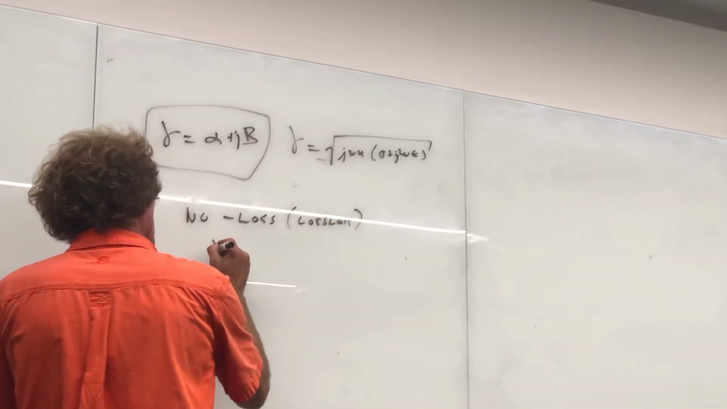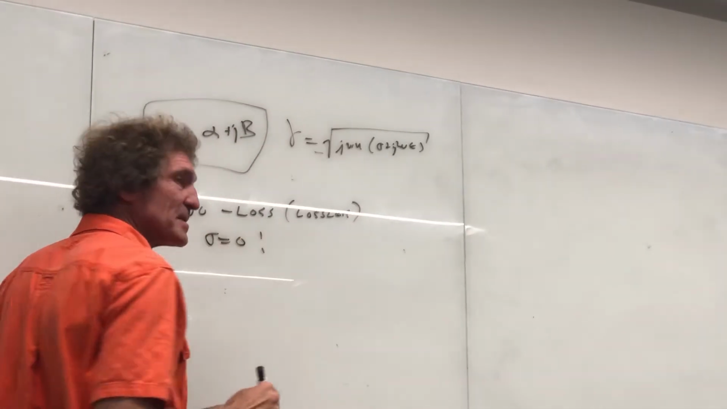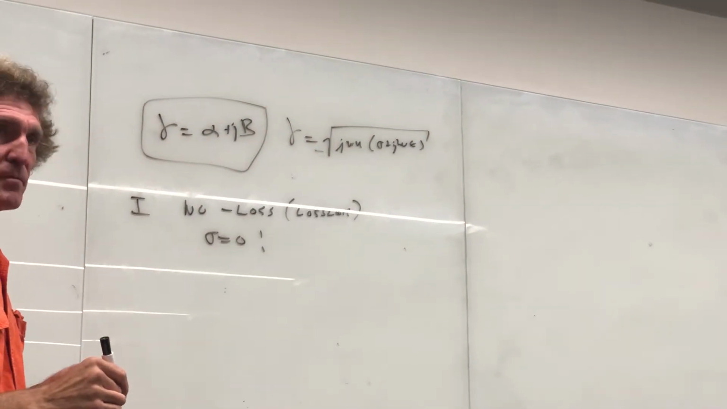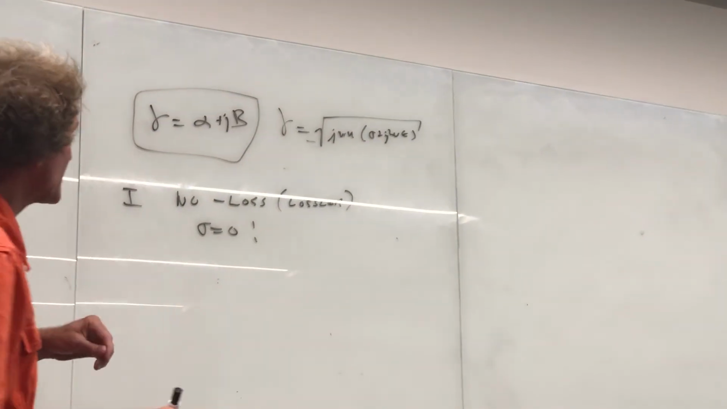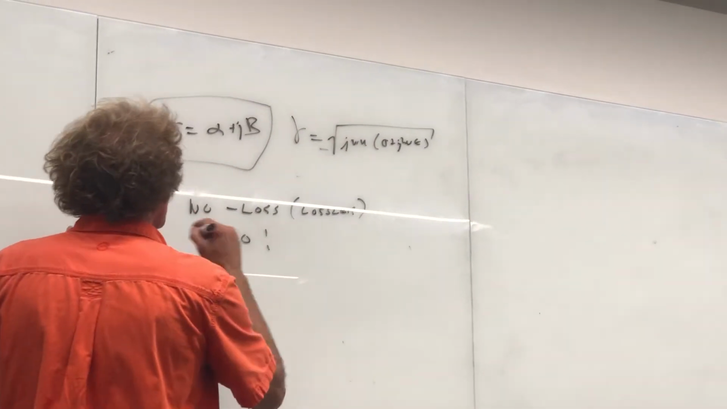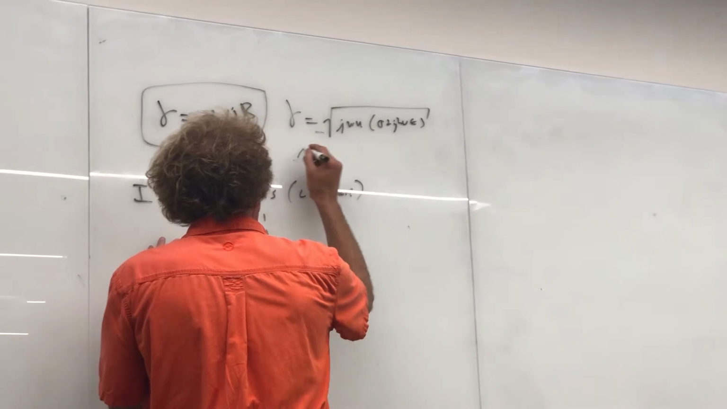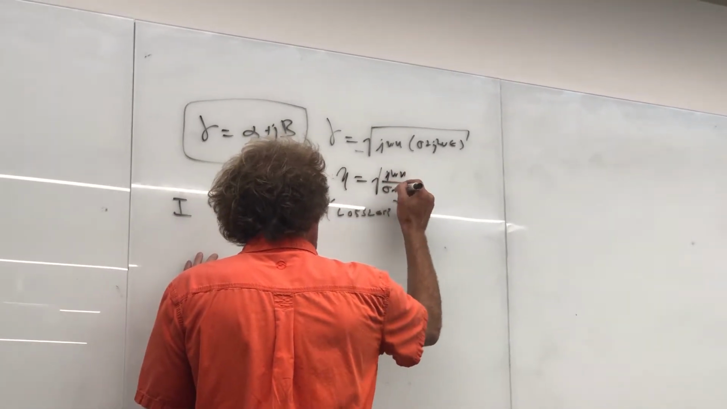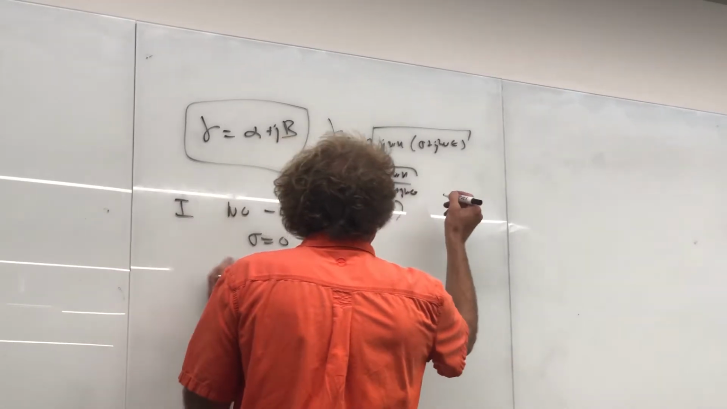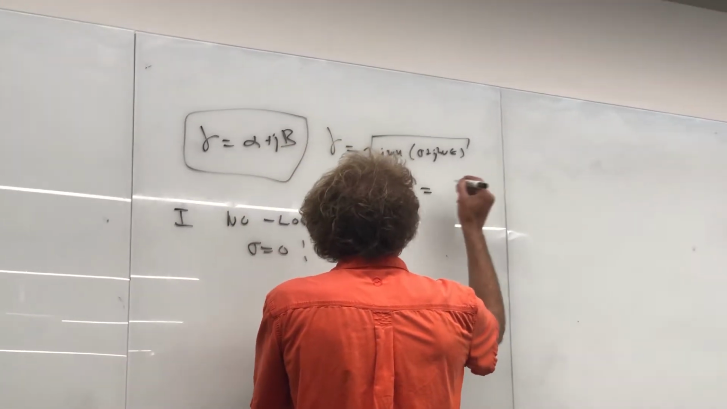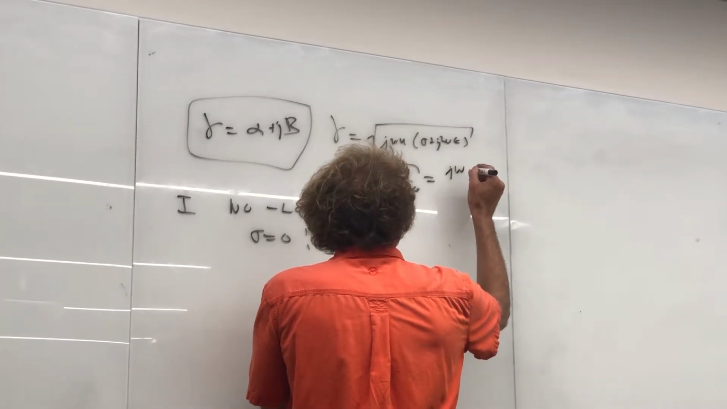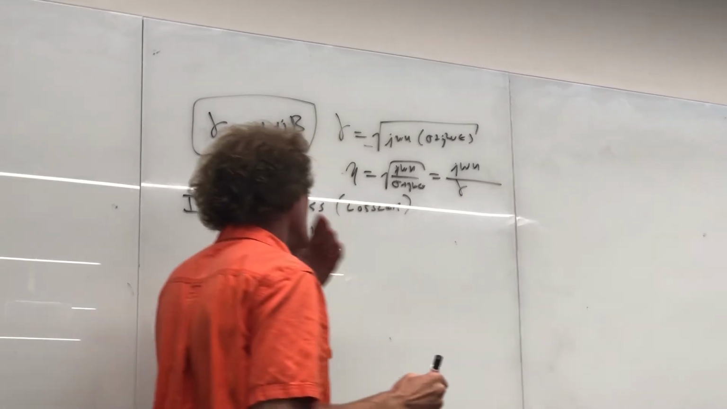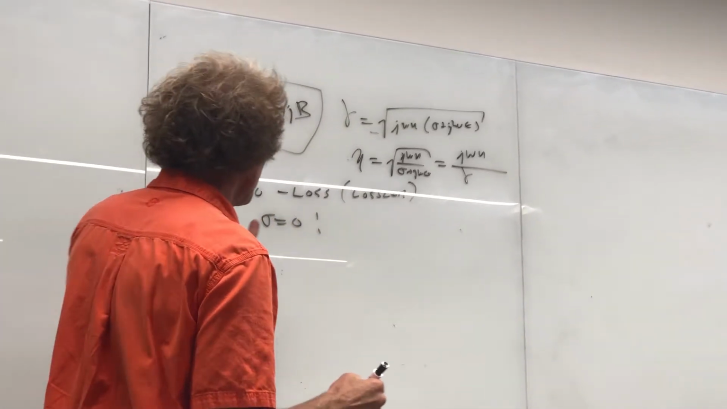A lossless environment means sigma is 0, basically. There's no loss. Now, if sigma is 0, this is important. Let me put the equation for eta too. Eta is equal to the square root of j omega mu over sigma plus j omega epsilon, or eta is equal to j omega mu over gamma, either one. But now we can take a look at something.